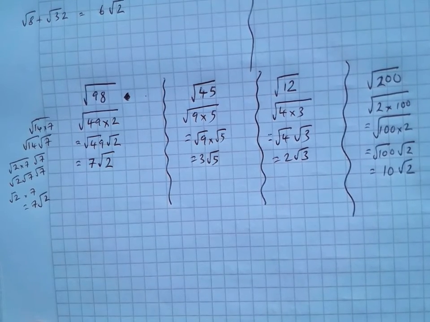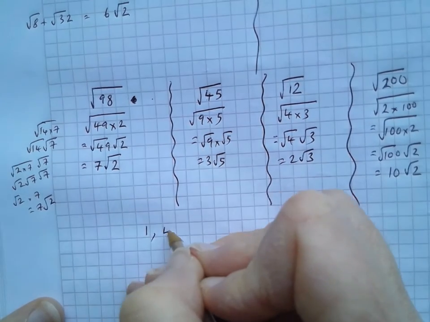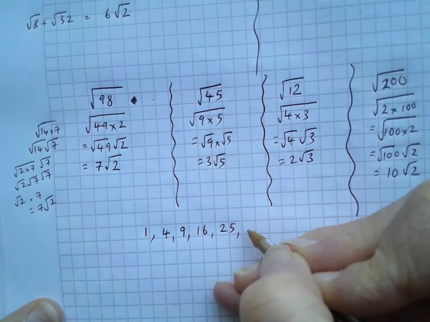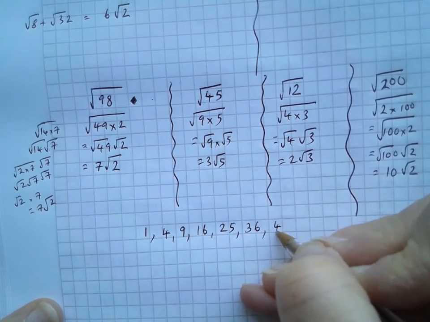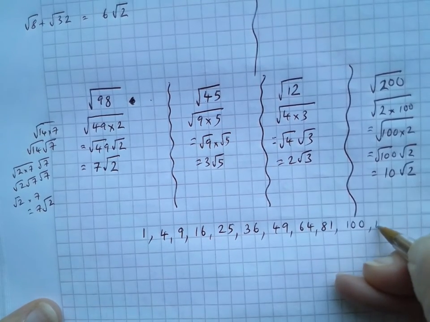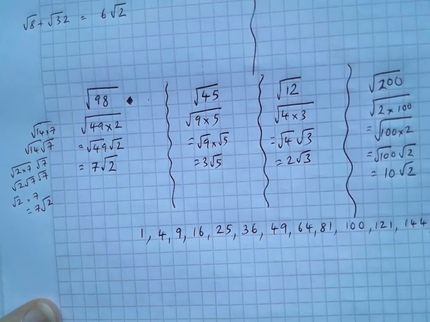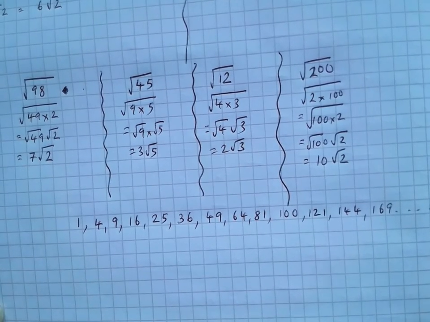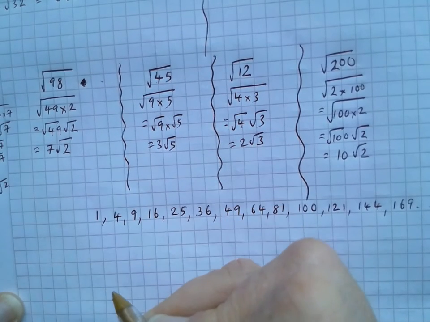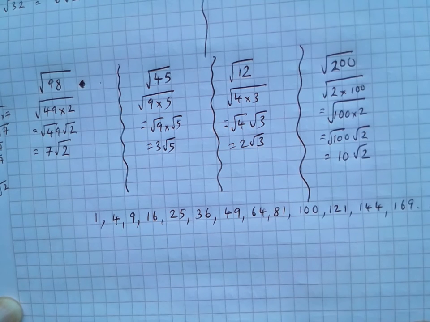Okay, I hope they're starting to make sense. So remember, the square numbers are 1, 4, 9, 16, 25, 36, 49, 64, 81, 100, 121, 144, 169. So those are the numbers you're looking to be factors. Because if you have the square roots of those, then you'll be able to make them into whole numbers. I hope that helps.